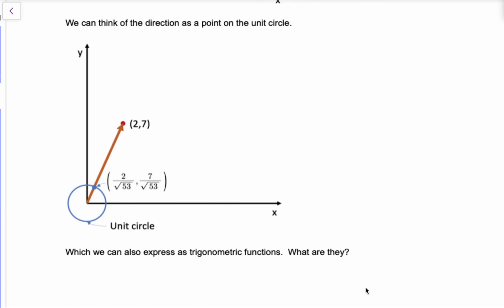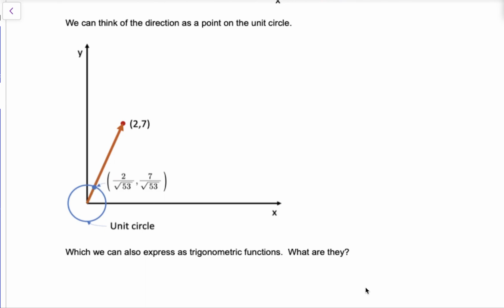We can think of the direction as being a point on the unit circle. So in this case, we've drawn a unit circle around the origin, around the beginning of the vector. And we look at where the vector crosses the unit circle. And that's this point right here. Make it bigger. And that point is given by the coordinate. Well, we know we'd go just dividing each of the magnitudes, the x and y magnitudes, by the overall magnitude to find out where it crosses.